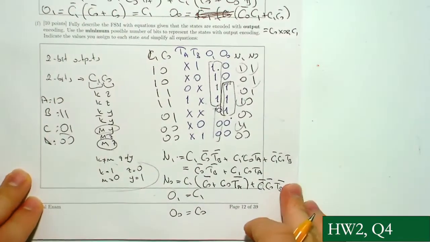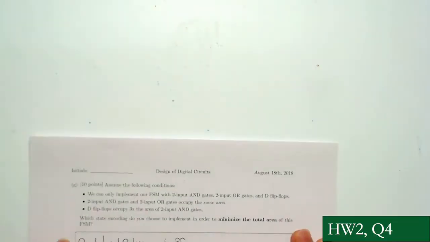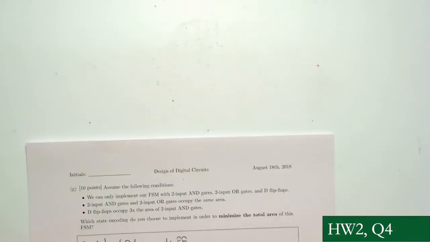So this is the F1. The last question asks, which one would you choose to minimize the total area of this FSM?